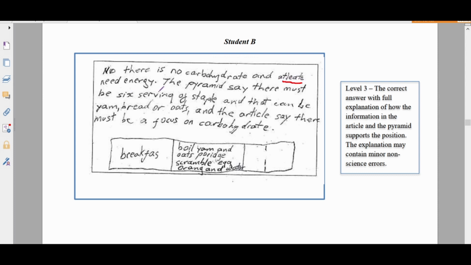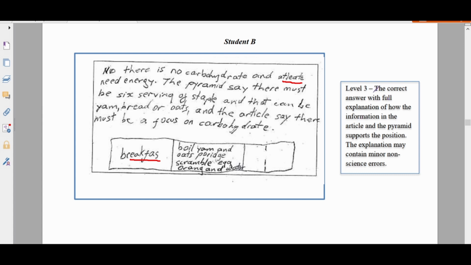Okay. Student B: no, there is no carbohydrate, and, well, incorrect spelling here. Athletes need energy. The pyramid says there must be 6 servings of staple, and that can be yam, bread, or oats. And the article says there must be a focus on carbohydrates. So breakfast, you notice the breakfast is not even spelled properly. You have boiled yam and oats, porridge, scrambled eggs, orange, not even spelled properly here either, and water.